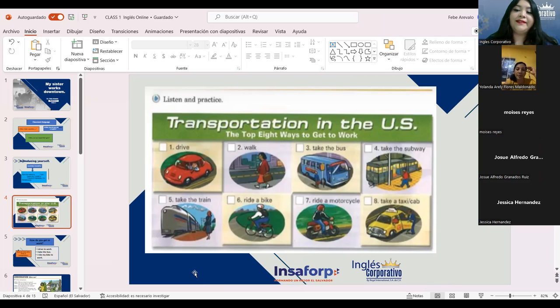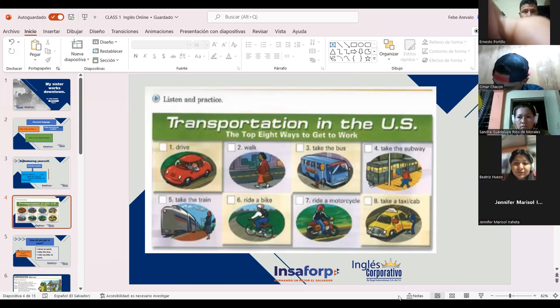So, there you are. Let me start. Do I have a volunteer? ¿Tengo algún voluntario que me quiera dar el vocabulary? ¿O empiezo a preguntar yo? Yes. Great. Julio, action. Drive, walk, take a bus, take a subway, take a train, ride a bike, ride a motorcycle, take a taxi, take a cab. Excellent. Thank you, sir. That's correct. Do I have another one? ¿Tengo alguien más?